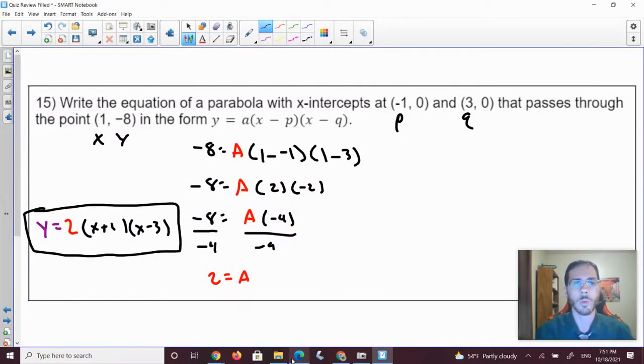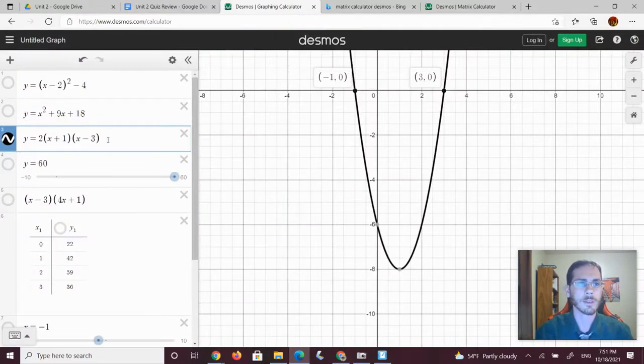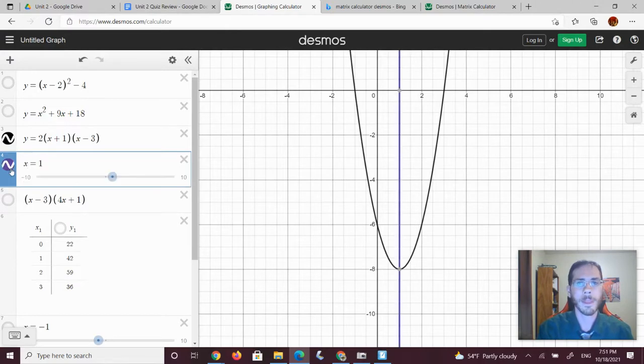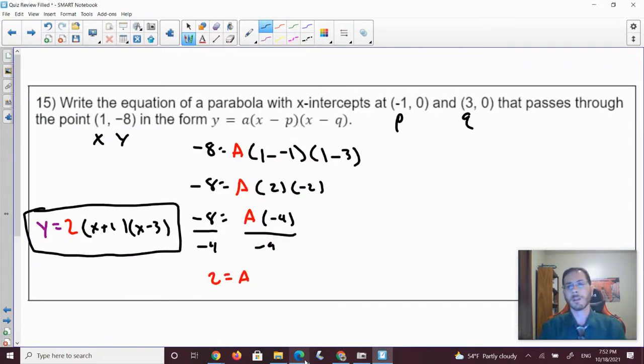And I need the point 1 comma negative 8. So let's see. If x is 1, see where that intersects, because it's not always going to be the bottom. I could give any point. But yeah, 1, negative 8 does check out. So I go through that point as well. So I'm pretty happy with that.